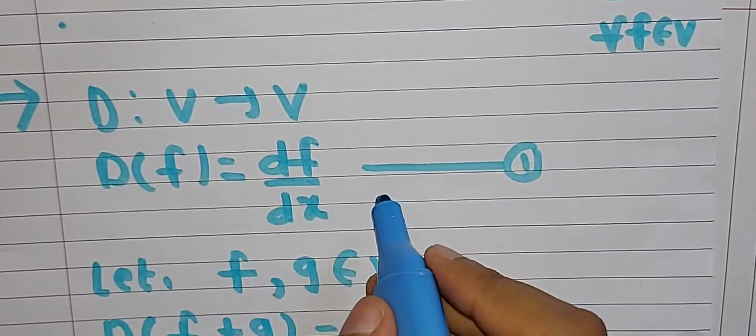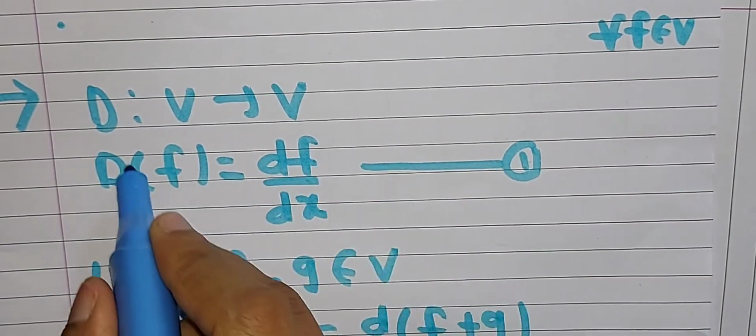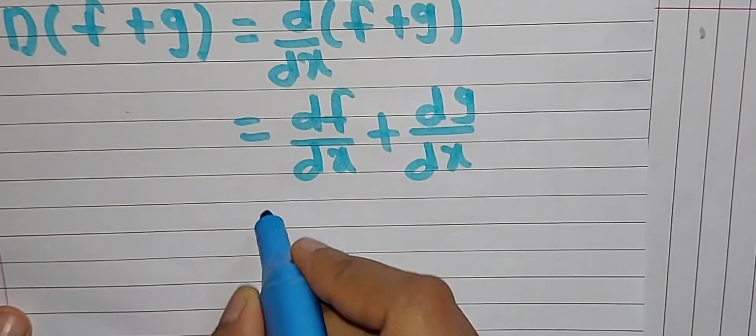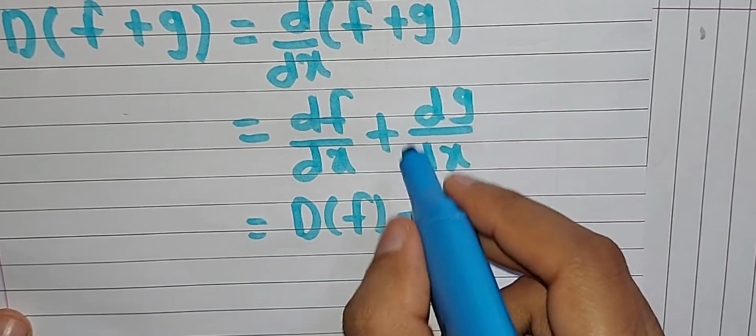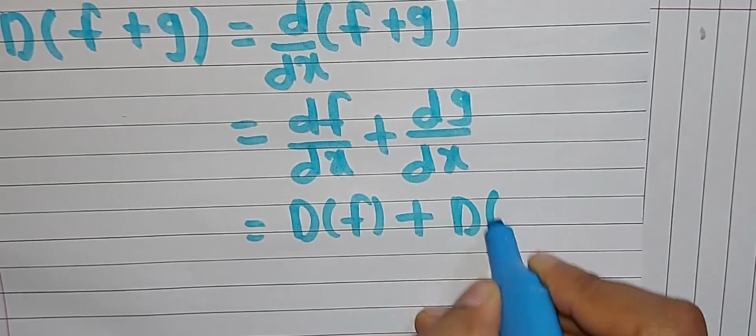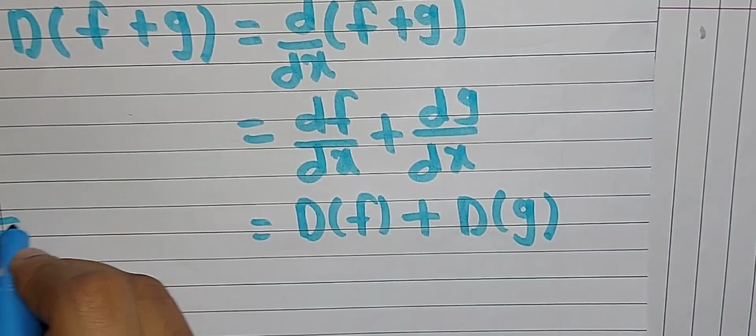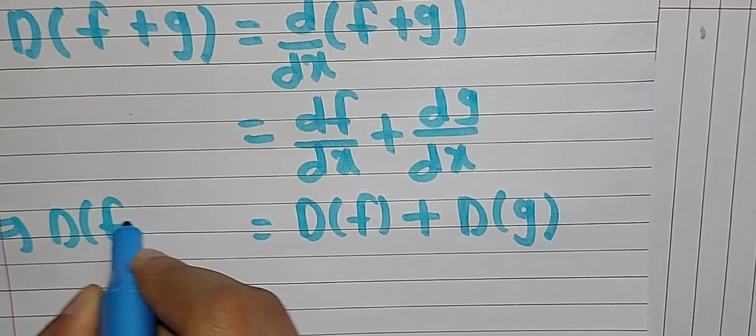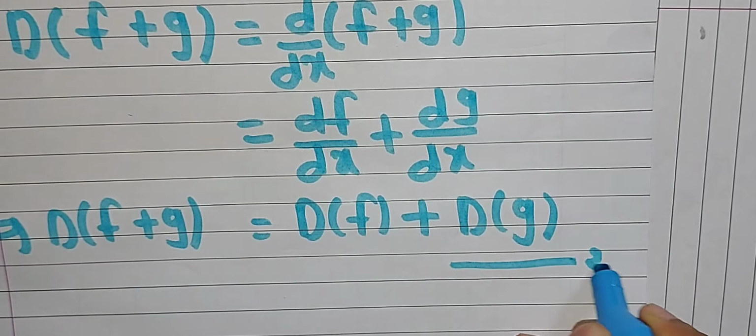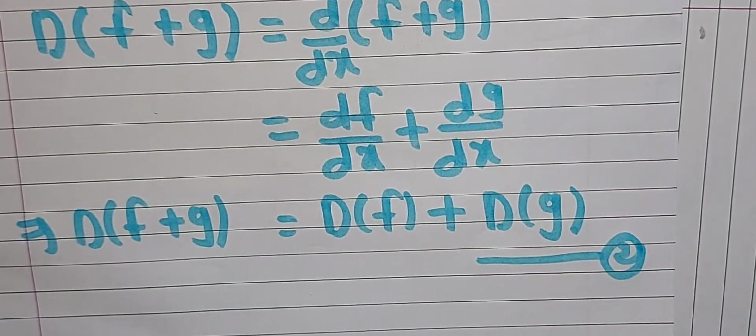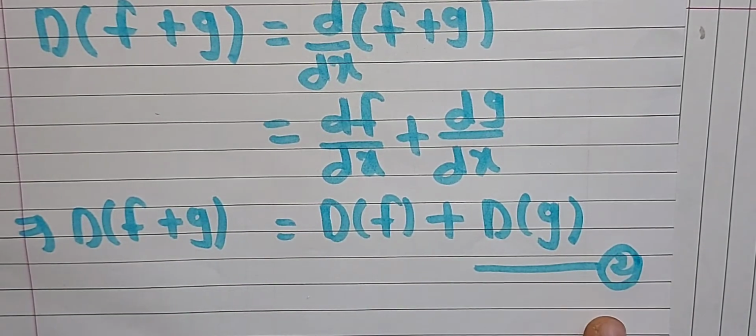With the help of equation number 1, df upon dx we can write as D of f, plus, similarly with the help of equation number 1, D of g. So hence we have obtained D of f plus g is equal to D of f plus D of g, and we denote this as equation number 2. We have obtained the first property of a linear transformation.